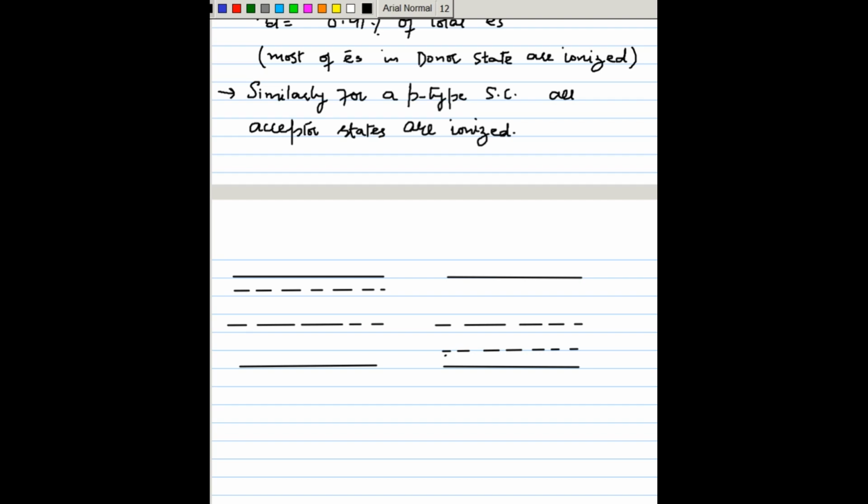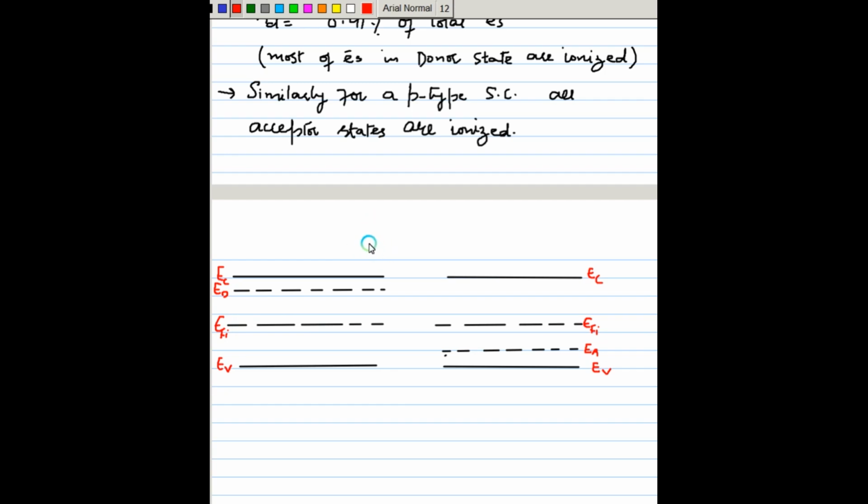So this is EFI, this is EF, EV, and EC. Similarly, EFI, EC, EV, and EA. Okay, so it's not EF, it is ED, that is the donor level.